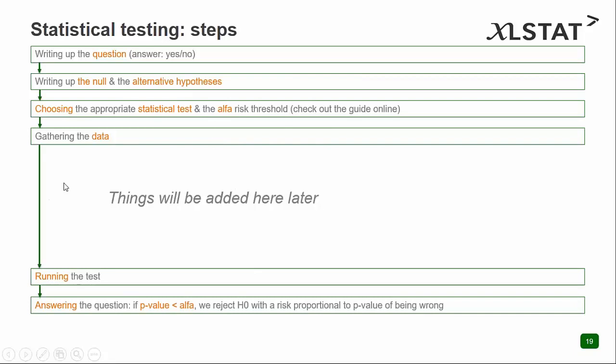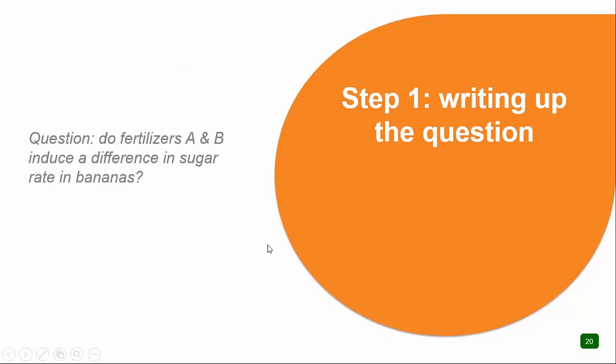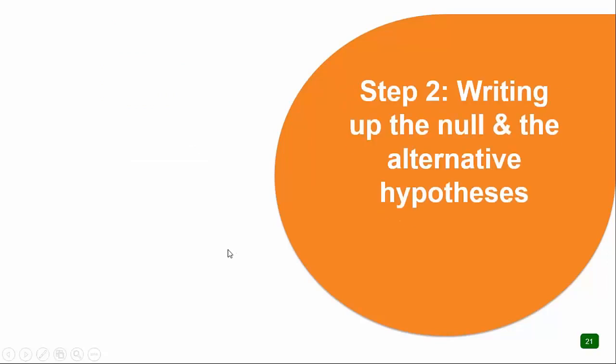Then we'll add things here a bit later. You'll see what. So we'll take one specific question and address all of these single steps to finally answer the question using a statistical test. Let's go. First of all, we start with a question. Do fertilizers A and B induce a difference in sugar rate or sugar concentration in bananas? So the question is quite straightforward, I think.